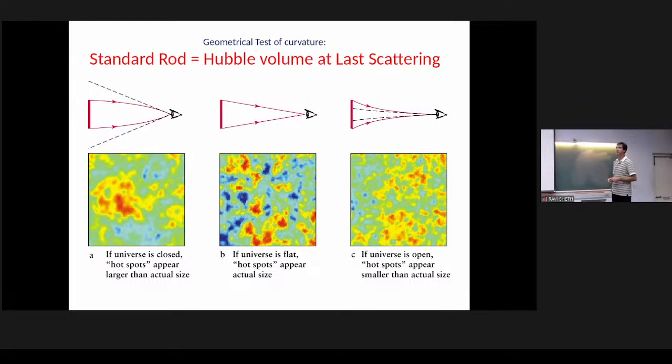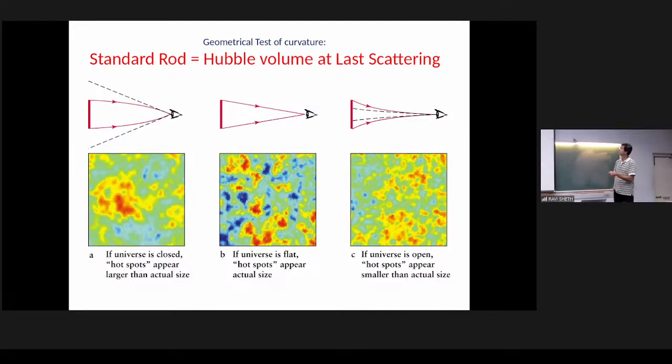if we know this distance and we know this size, then what the angle appears to be depends on the curvature. So if the universe is flat, then the angles will sum to 180 degrees. If the universe is closed, the angles will sum to more than 180 degrees. And so the same length at the same distance from us will subtend a larger angle. If the universe is open, a smaller angle. And so the idea is we understand the physics that makes this length, this standard rod.